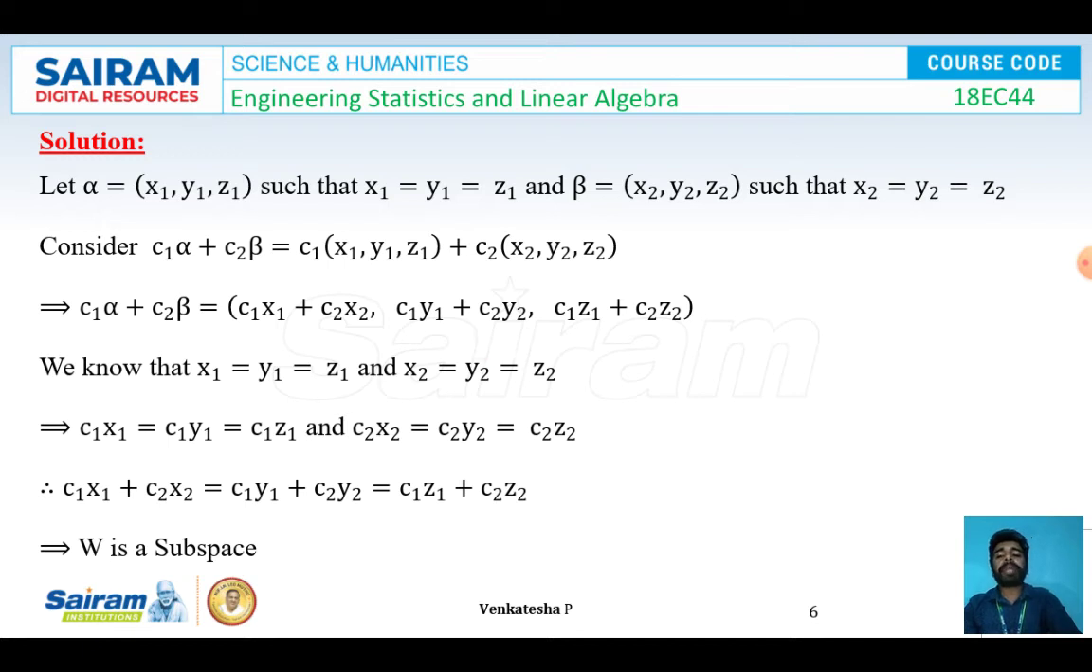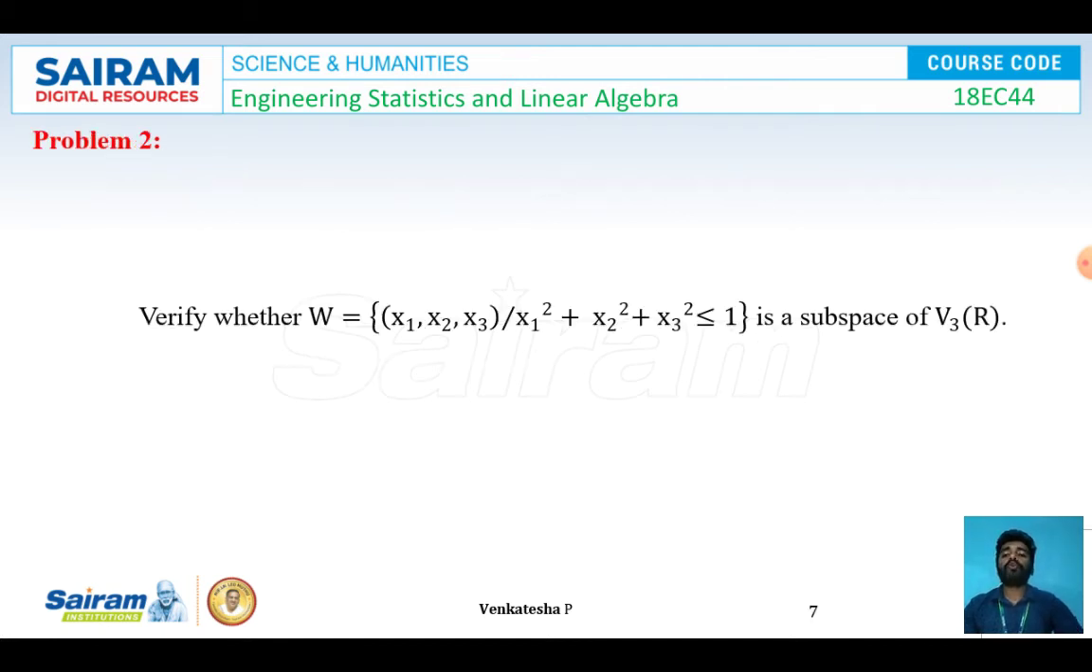After multiplying by the scalars, this leads to C1 x1 = C1 y1 = C1 z1 and C2 x2 = C2 y2 = C2 z2. After adding, I'll be getting C1 x1 plus C2 x2 equal to C1 y1 plus C2 y2 equal to C1 z1 plus C2 z2. So with this condition, we can say that C1 alpha plus C2 beta belongs to W. Hence, W is a subspace.